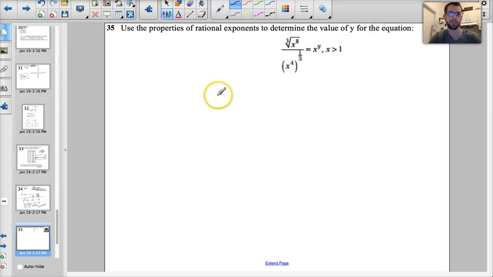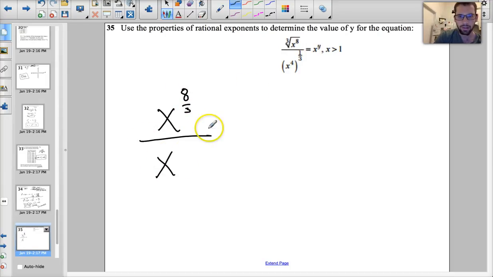On to number 35. It says use the properties of rational exponents to determine the value of y for the equation. So I'm going to rewrite everything as a rational exponent, or an exponent with a fraction. Here I have a root of 3 and an exponent of 8, divided by x to the 4 times 1/3, which is the 4/3 power.